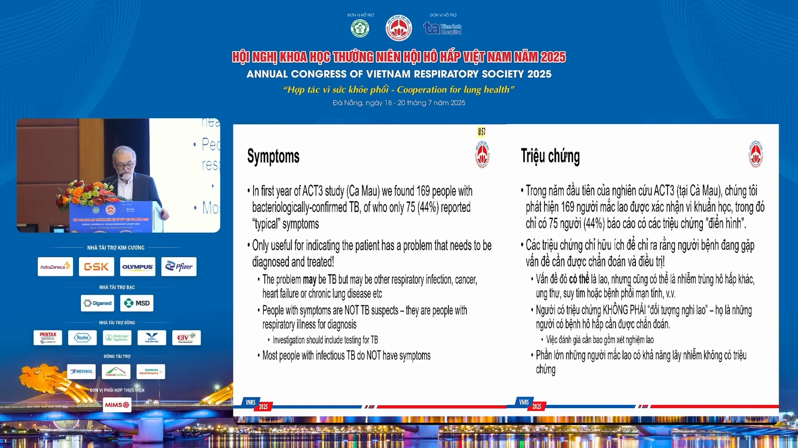But if the person does not have TB, then they should be investigated for other causes like pneumonia, like cancer, like bronchiectasis, like non-tuberculous mycobacteria, like all of the other things that cause those symptoms. I also think we need to stop using the term TB suspects, to define people who have symptoms.